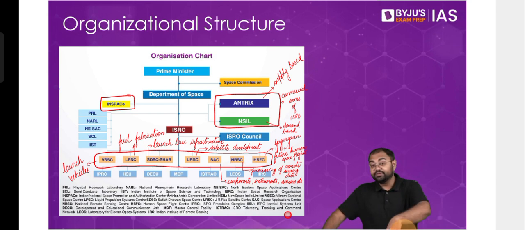So for example, let's say Antrix is like going to a grocery shop. You go to the grocery shop, you ask for something. If they have it, you get it. If they don't have it, you don't get it. Simple. So that is the role of Antrix now, that it is becoming supply based.